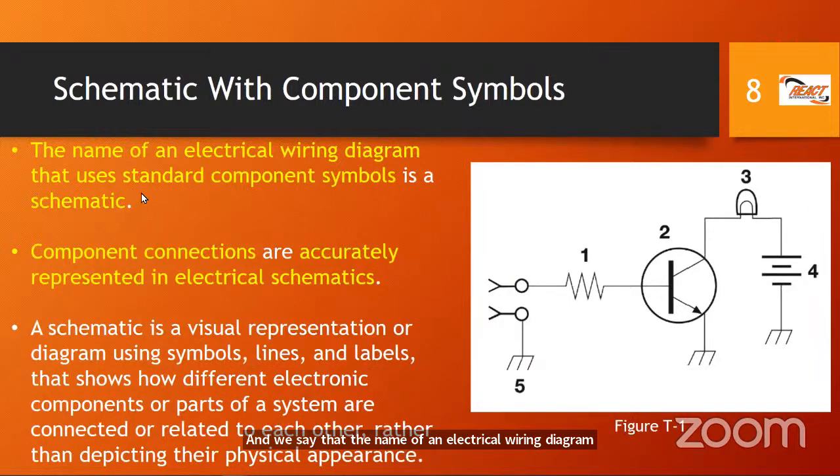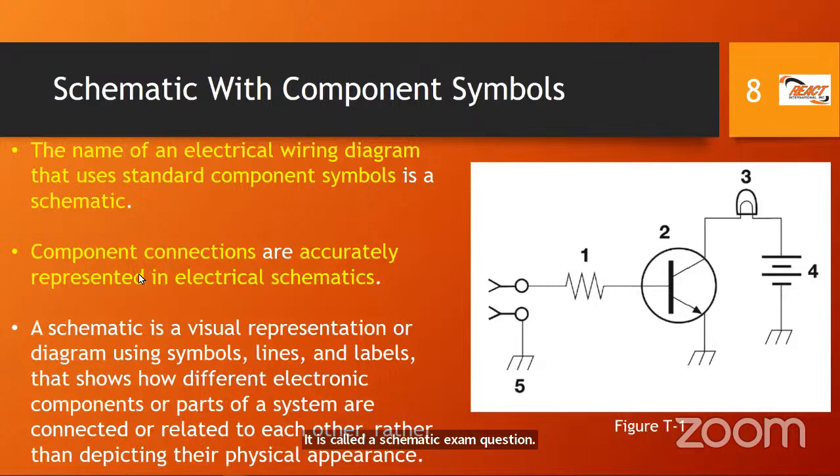So let's break that down a little bit. You said it's the name of an electrical wiring diagram. So we know this is a wiring diagram. And it uses standard component symbols. So we have been introducing all participants to some symbols associated with the components that we have been discussing. And this evening we get into more components and we'll see what those symbols are. So when we combine those symbols in a wiring diagram like this, it is called a schematic. Exam question.